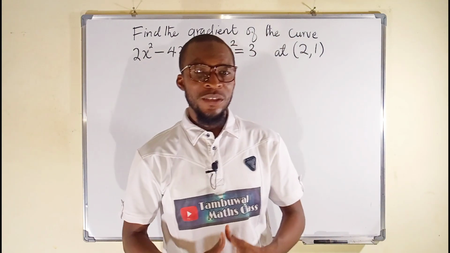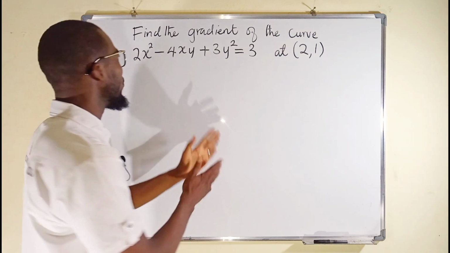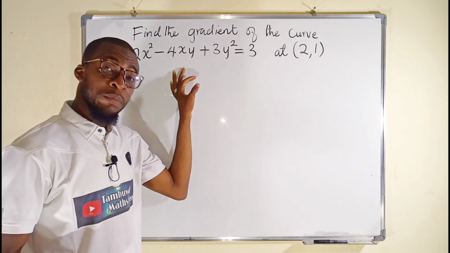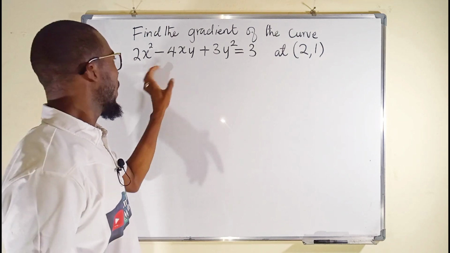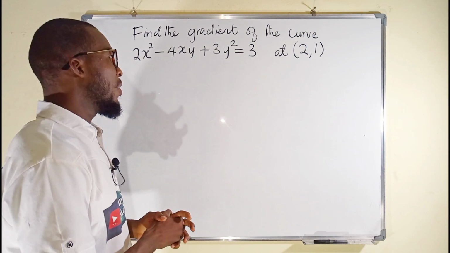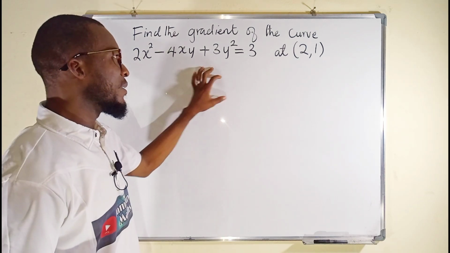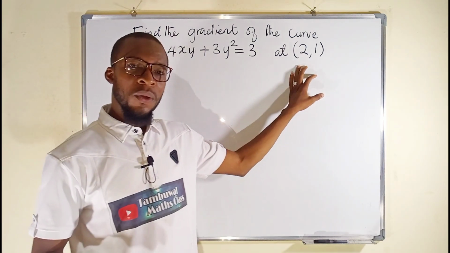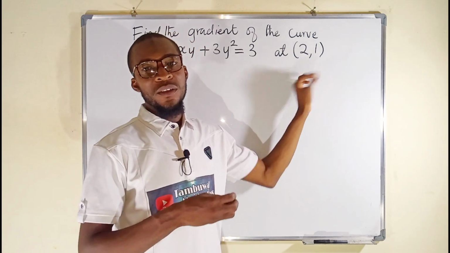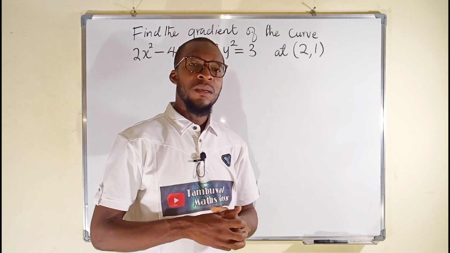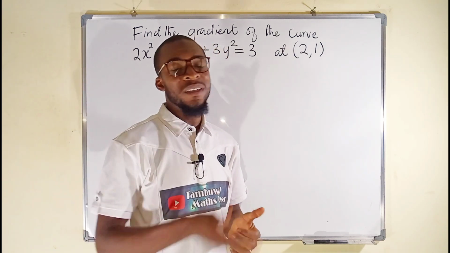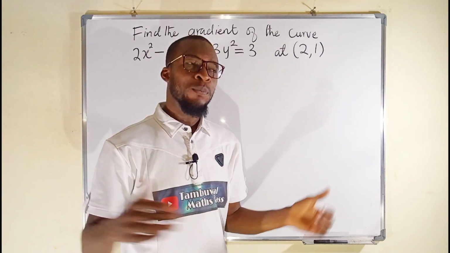In this tutorial we are going to learn how to find the gradient of an implicit function. So what we are given here is we are asked to find the gradient of this curve. This is an implicit function because both x and y are expressed implicitly. And we want to find this gradient at a particular point where the value of x is equal to 2 while that of y is equal to 1. This is only because the gradient of a curve is not constant, unlike a linear graph.